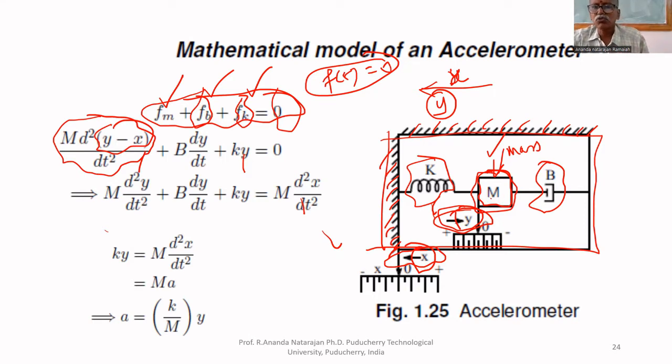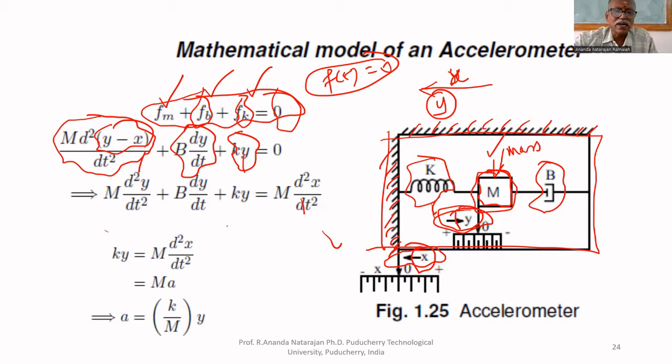But it moves a displacement of y. That's why b dy by dt. The spring displacement is only ky. As far as mass is concerned, the free body, how much it moves is important to find the acceleration. That's why it is y minus x. Not for spring and dashpot.